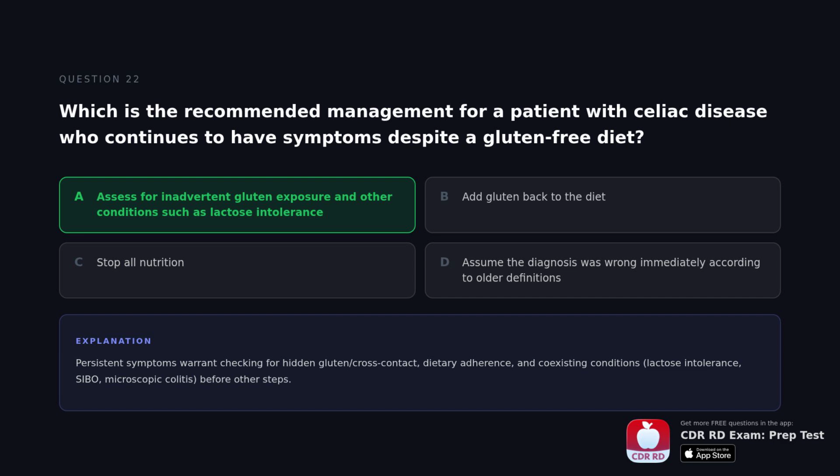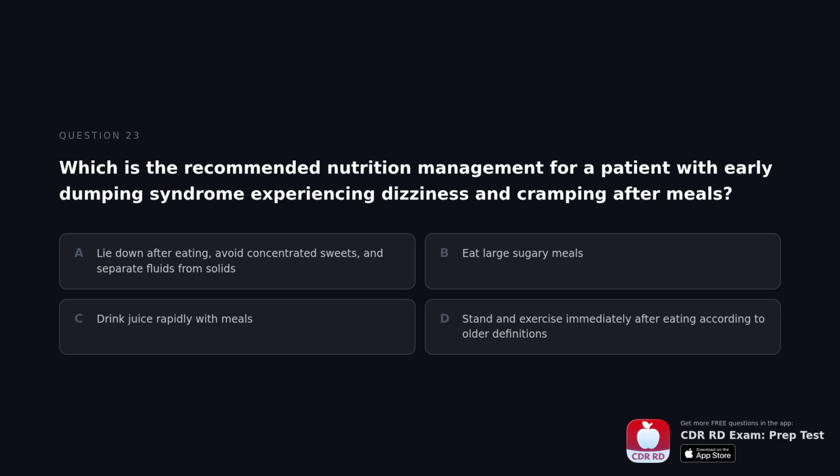The correct answer is, assess for inadvertent gluten exposure and other conditions such as lactose intolerance. Persistent symptoms warrant checking for hidden gluten cross-contact, dietary adherence, and coexisting conditions like lactose intolerance, SIBO, and microscopic colitis before other steps. Which is the recommended nutrition management for a patient with early dumping syndrome experiencing dizziness and cramping after meals?